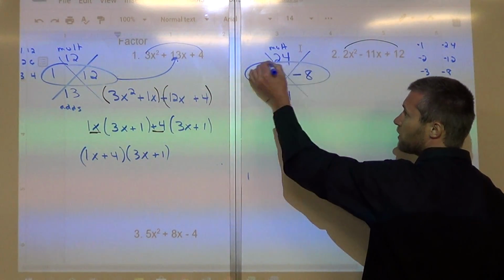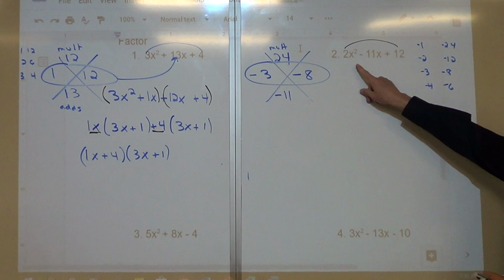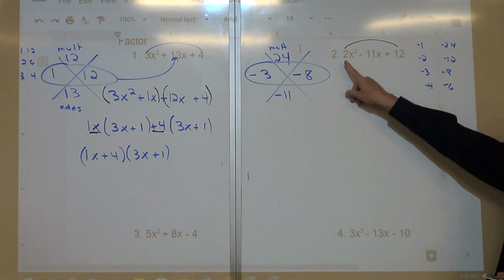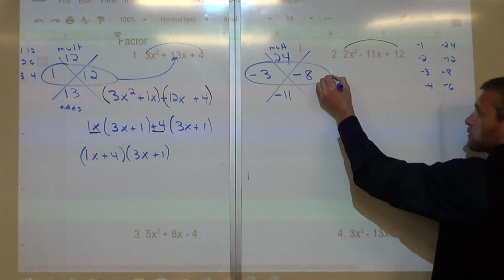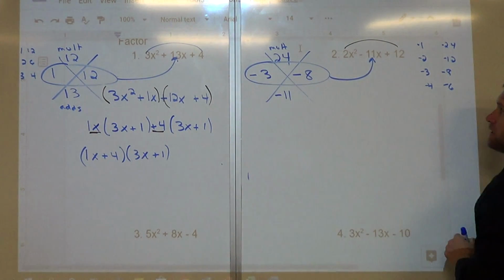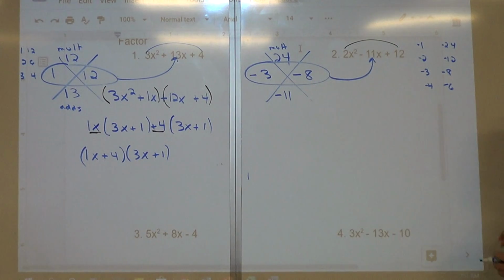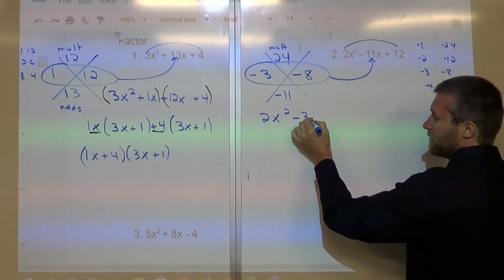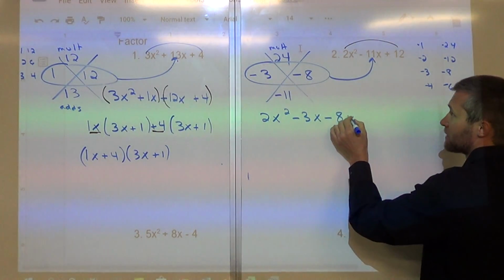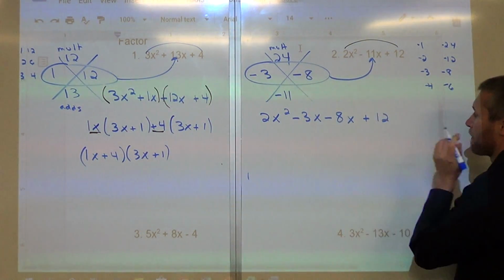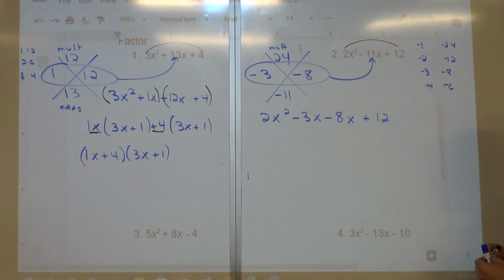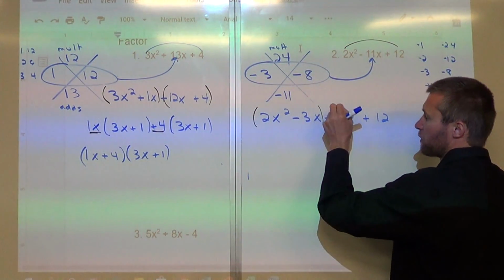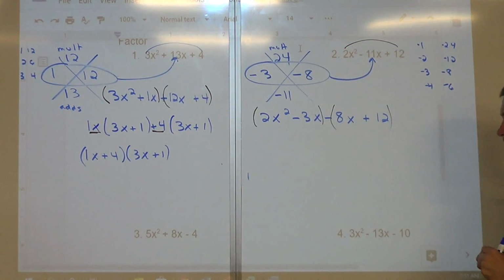So again, circle these. Because this is not 1, we're going to factor by grouping. So we're going to plug these two values in for our middle one. So we rewrite the equation: 2x squared minus 3x minus 8x plus 12. Now we're going to group. This is where the grouping comes in. We're going to group the first two together and the second two.